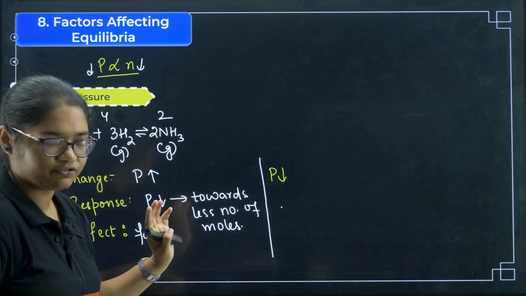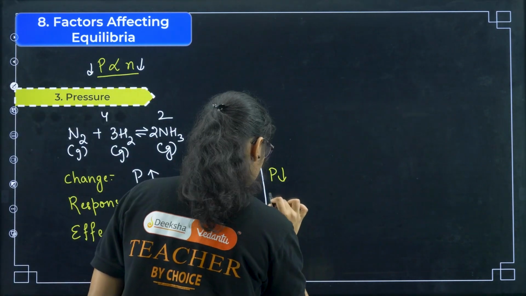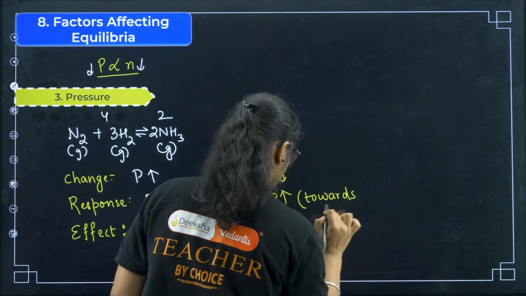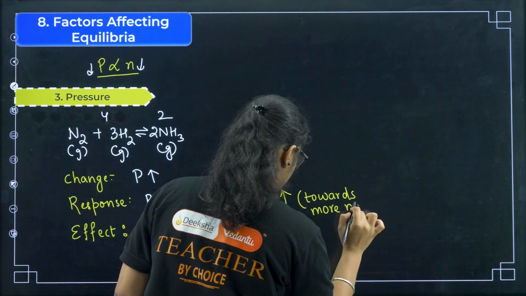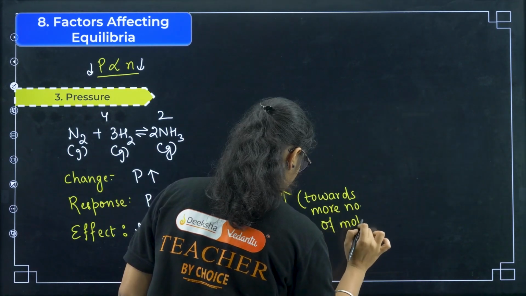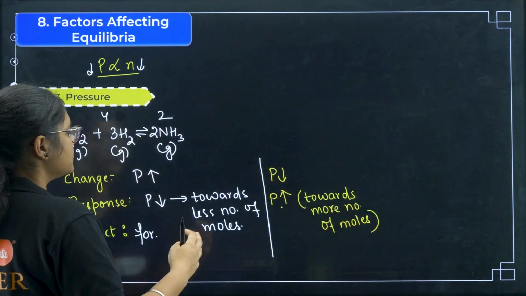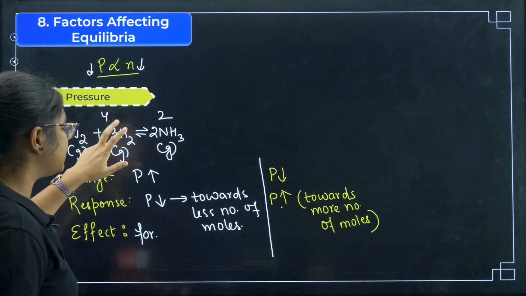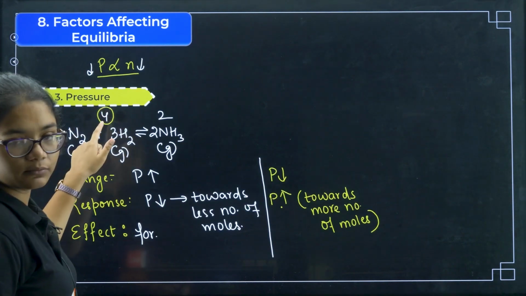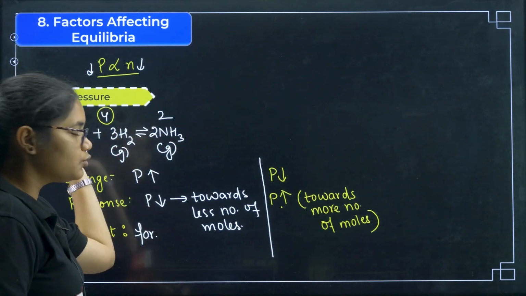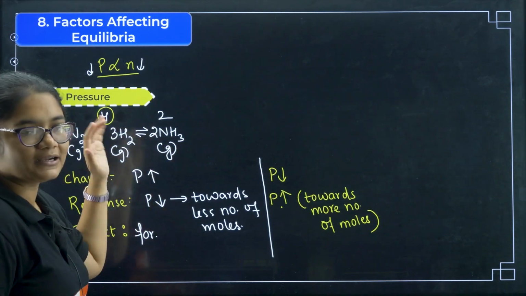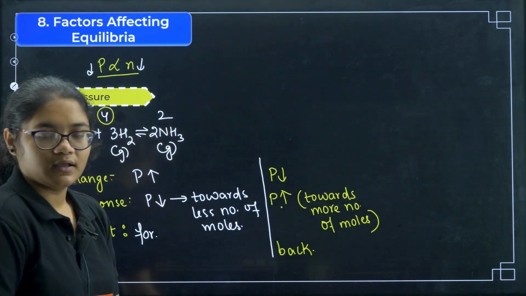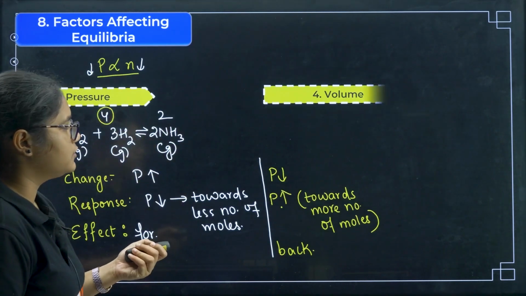If you are decreasing the pressure, what will the response be? The response will be to increase the pressure, so it will be towards more number of moles. Which side has more number of moles? We have 4 on the reactant side. So the reaction will be towards the reactants, which means it is a backward reaction. Clear this one? So pressure, if you have understood, volume is very simple.